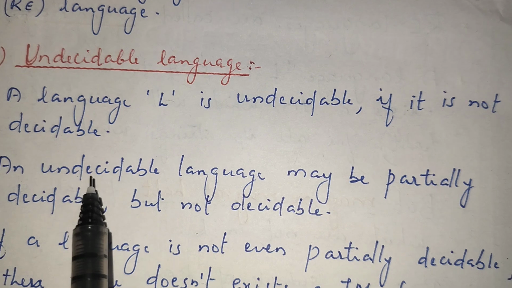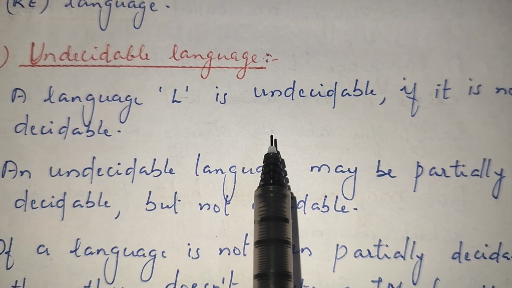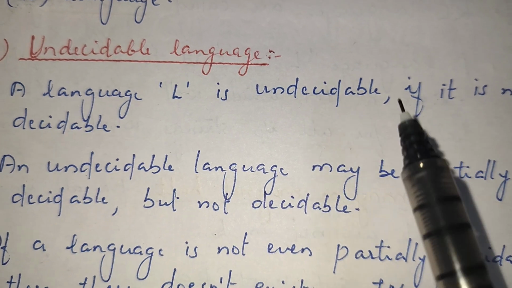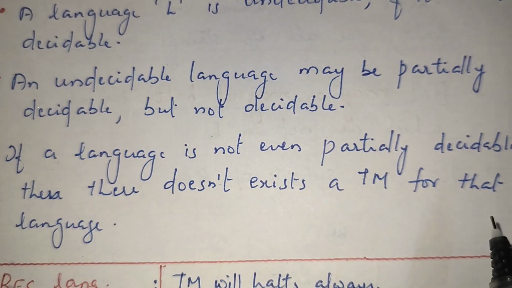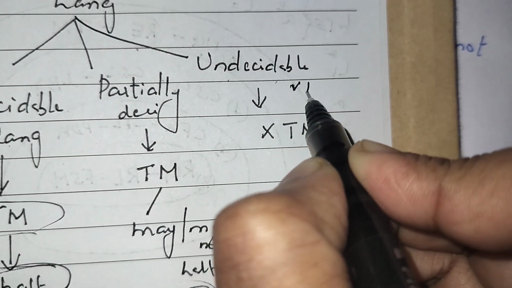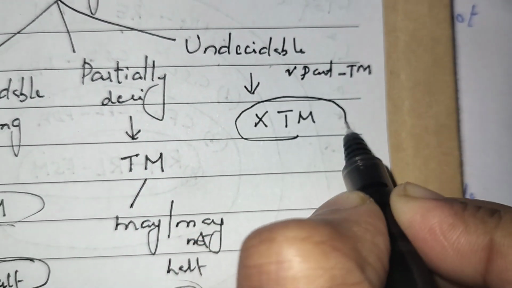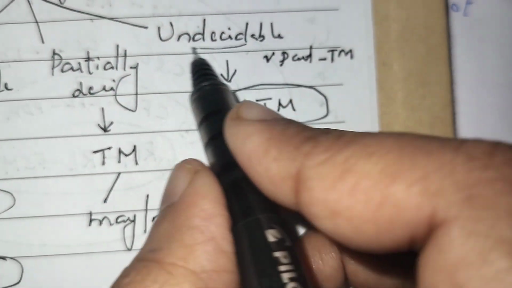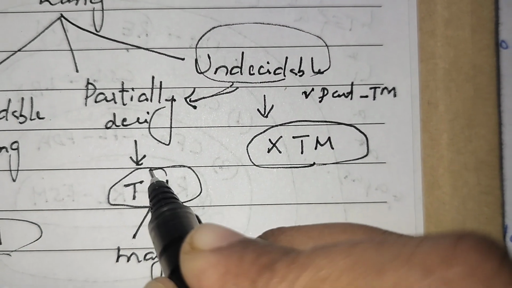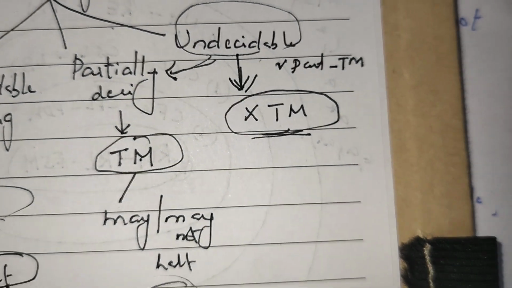Undecidable means it may be partially decidable, but it should not be a decidable language. If a language is not even partially decidable, then definitely there doesn't exist a Turing machine. So undecidable languages may be partially decidable. If it is partially decidable, definitely a Turing machine will be there. If it is not even partially decidable, then there is no such Turing machine.